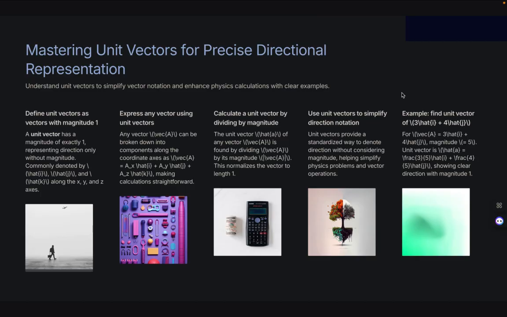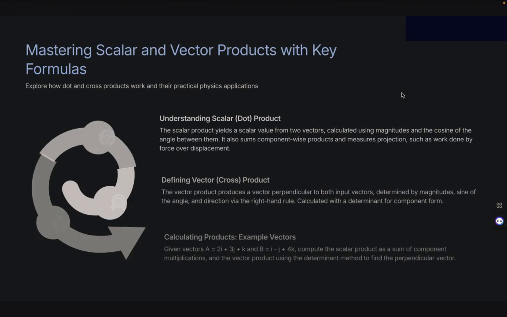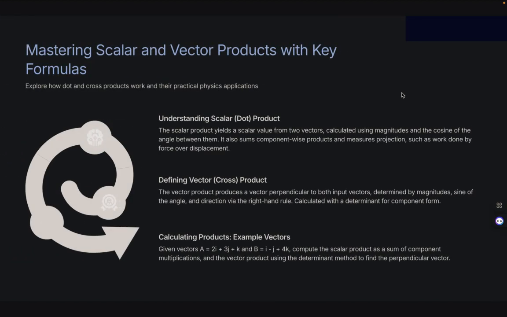Calculating unit vector by dividing the magnitude. So a unit vector of any vector can be found by dividing its magnitude, right? So we can use vectors provided a standardized way to denote direction without considering magnitude, helping simplify physics problems and vector operations. So an example is this last one, and I'm actually gonna skip just so I can show another example later on. But first, let's master scalar and vector products with key formulas. So, explore how dot and cross products work and their practical physics applications.